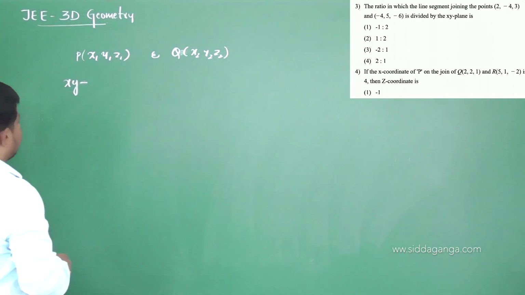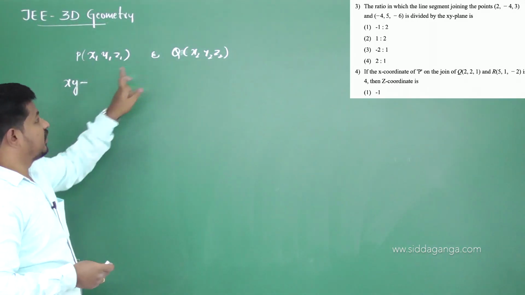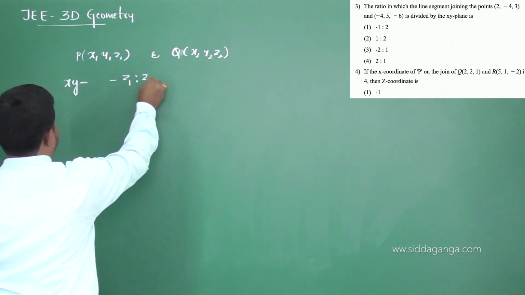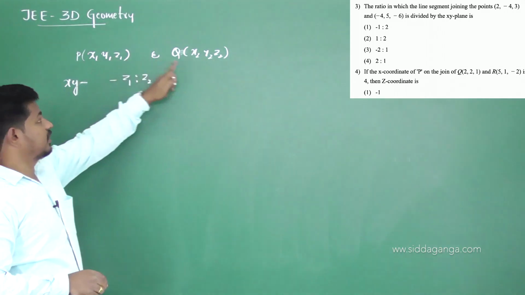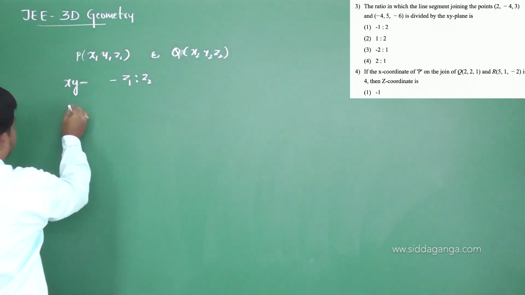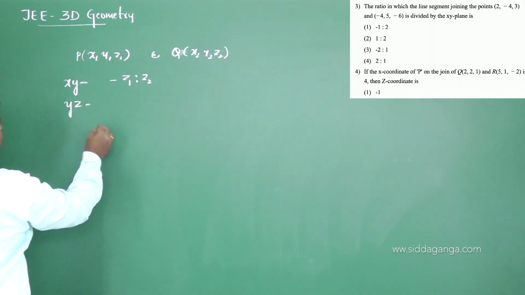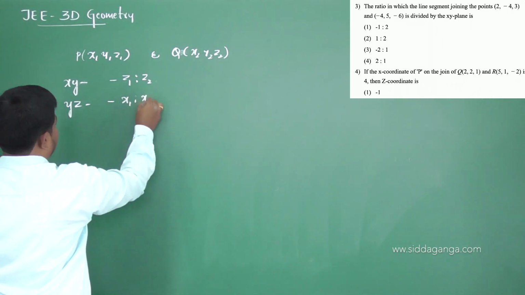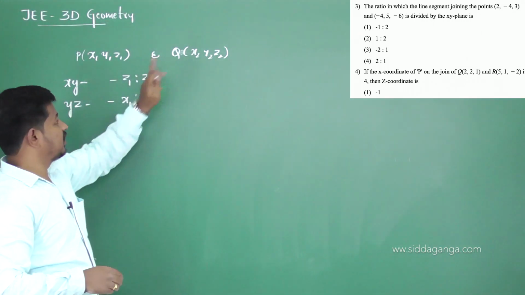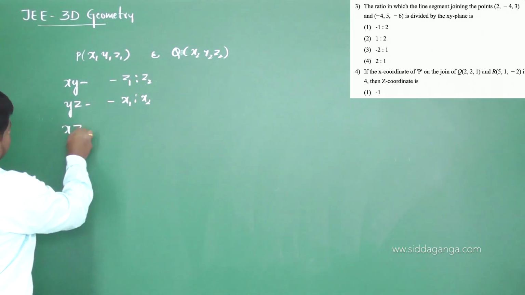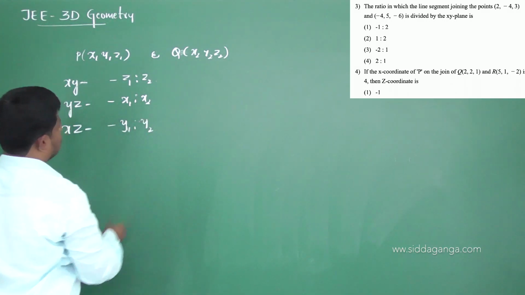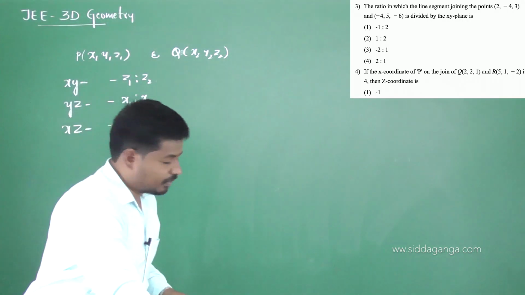The ratio in which the line joining these 2 points is divided by the xy plane is minus z1 is to z2. The ratio in which the line is divided by the yz plane is given by minus x1 is to x2, and the ratio in which it is divided by the xz plane is given by minus y1 is to y2. So these are the shortcuts. I hope you discussed them before.